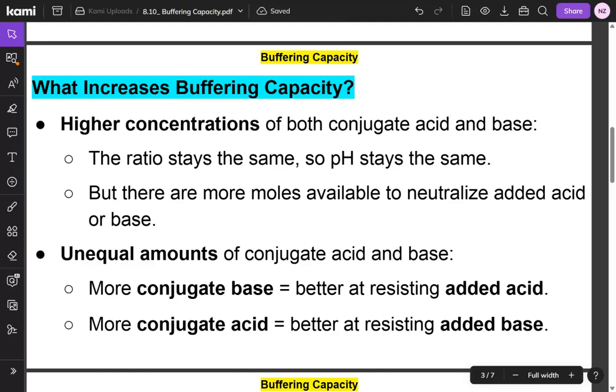The other option is to use unequal amounts of the conjugate acid and base. If you have more of your conjugate base, it's going to be better at resisting acid when you add it. If you have more conjugate acid, it's going to be better at resisting base when we add it.